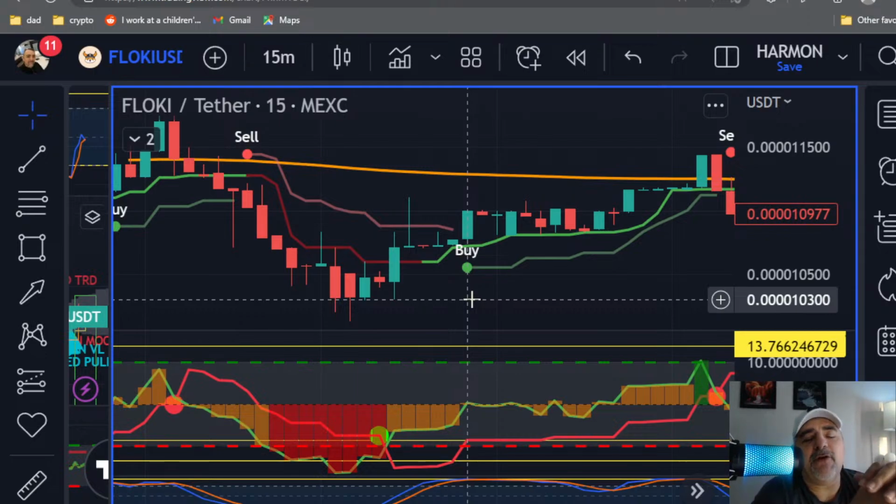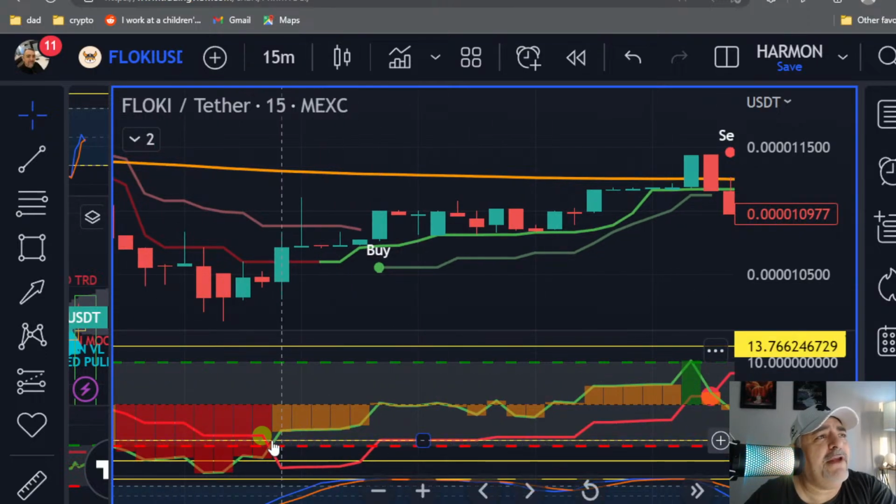So that's why we're looking at Floki, because Floki just got listed on KuCoin, and it's been going crazy, and I've been killing it doing short trades, like 30% every single time. But what I wanted to do is go back and look at Floki and see if these indicators work. I want to adjust my indicators to Floki, because if it works on Floki, then it should work on coins that don't have so much buying and selling going on, if that makes sense to you.